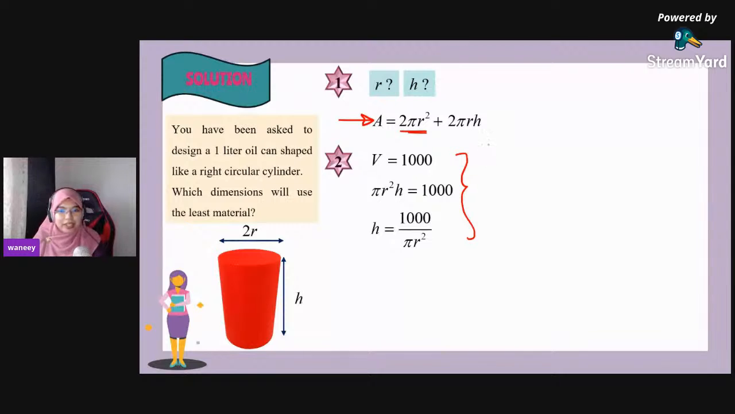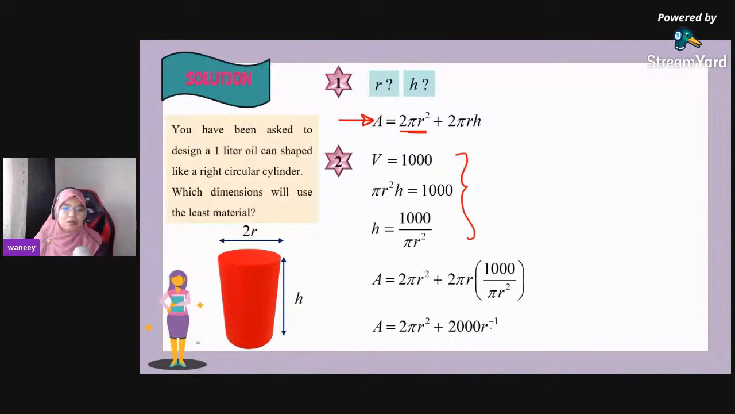Okay, so go back and substitute H is 1000 over pi r square. So it will give you A is equal to 2 pi r square plus 2000 r to the power of negative 1. So now I already have A in terms of R. So that means we can differentiate them to get the first derivative and we can find out what is the stationary point, and differentiate them again to get the second derivative, and then we're going to test our stationary point inside the second derivative to check do we have a maximum or minimum.